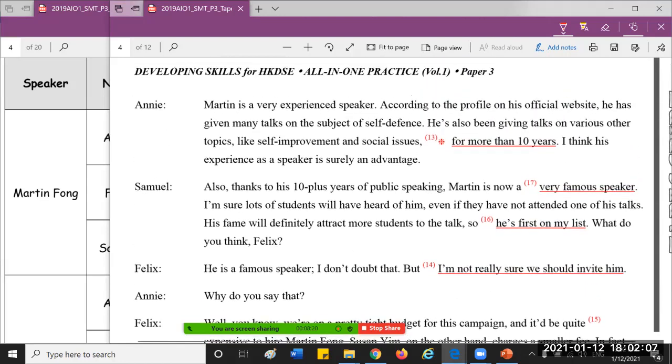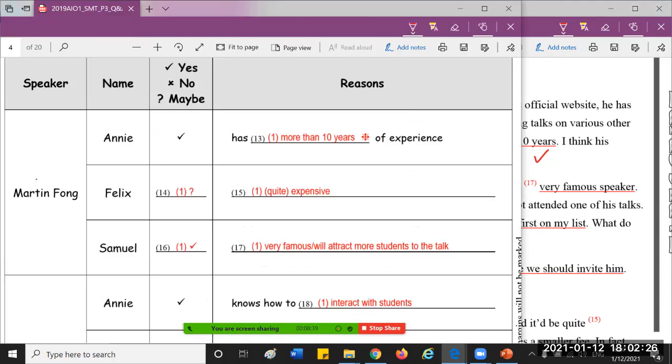Annie. Okay, here, for more than 10 years, okay, Martin, very experienced. So it seemed to me that it's really positive here. Okay, more than 10 years. And advantage, all of these are positive. So yes, more than 10 years with S. If you do not put S, then it's wrong. I'm sorry.